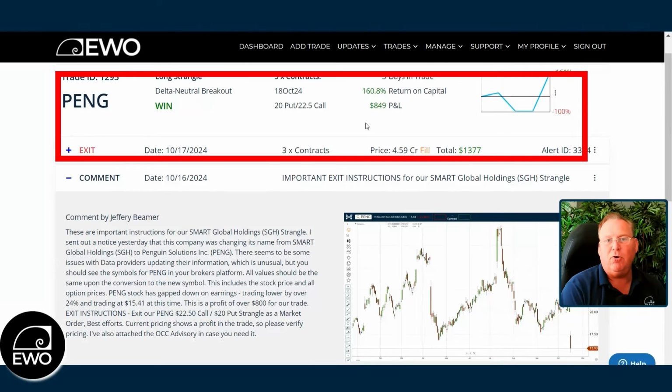This was in our Delta Neutral breakout portfolio. This was trade ID 1295. It was on PENG at the end. It was SGH at the beginning, PENG at the end, and resulted in a profit of 160% in just 4 days.